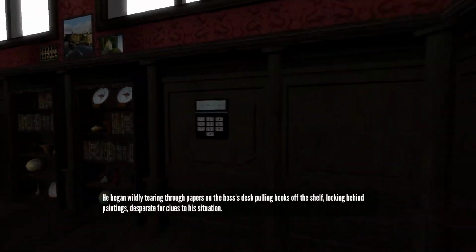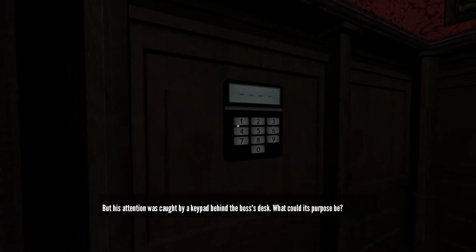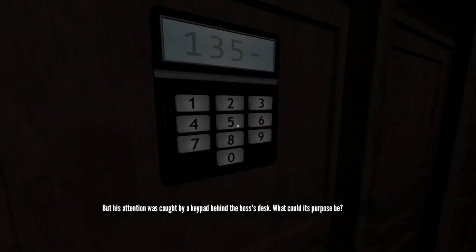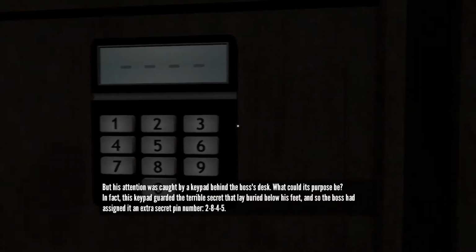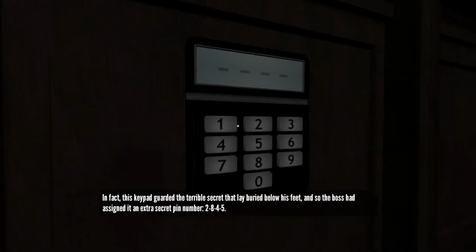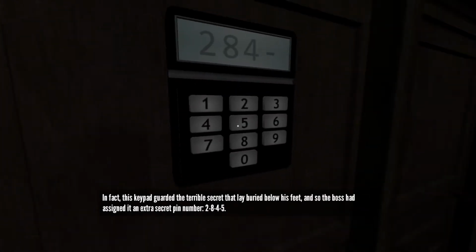What was the situation? But his attention was caught by a keypad behind the boss's desk. What could its purpose be? In fact, this keypad guarded the terrible secret that lay buried below his feet.